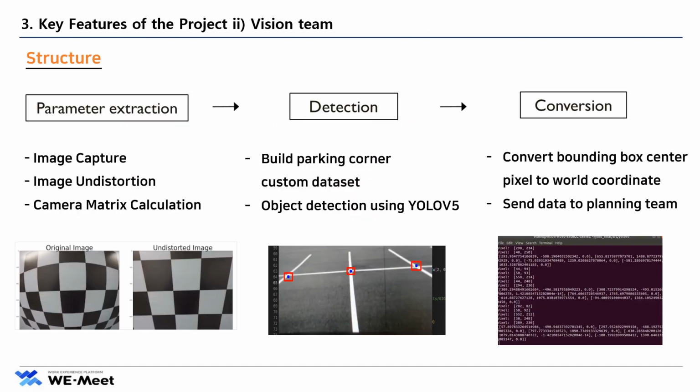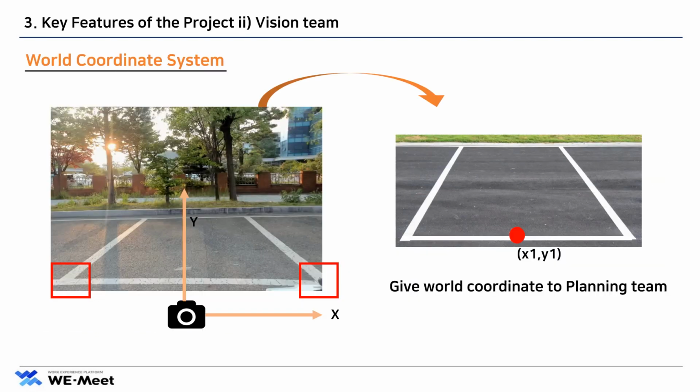To recognize and send the relative coordinates of the actual corner location, we used image undistortion and saved the rotation matrix and translation vector to convert pixel to world coordinates. Next, we built a dataset for corner recognition. Finally, we converted the coordinates of the bounding box into world coordinates in real time and communicated via ROS with the planning team. Here is the world coordinate system for your understanding.